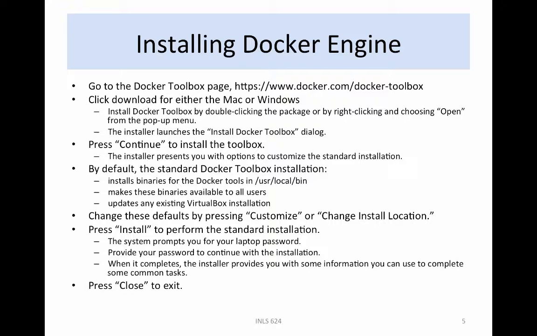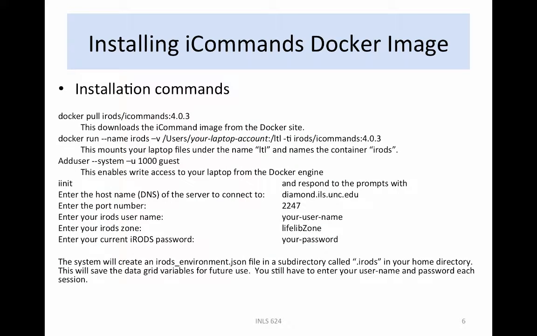Change the defaults by pressing Customize or Change Install Location. Press Install to perform the standard installation. The system prompts you for your laptop password. Provide your password to continue with the installation. When installation completes, the installer provides you with some information you can use to complete some common tasks. Press Close to exit. The Docker image containing the iCommands is provided by the iRODS consortium.